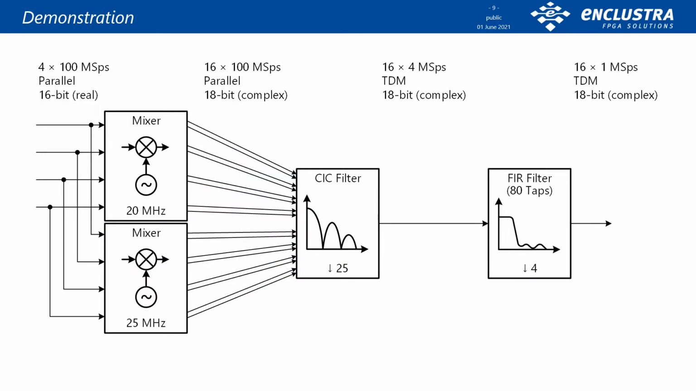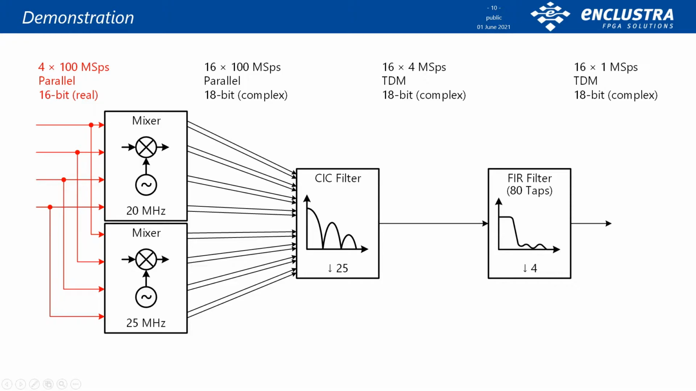So now that the introduction is done, let's move on to the demonstration. What we're going to do is build a simple digital down converter in Vivado. We'll just extract two 1 meg complex basebands from 4 parallel 100 meg input streams.